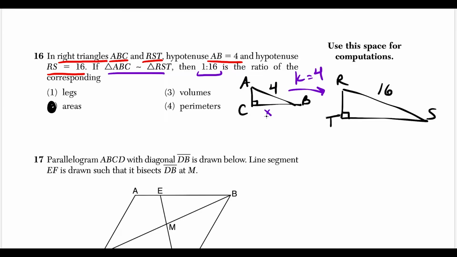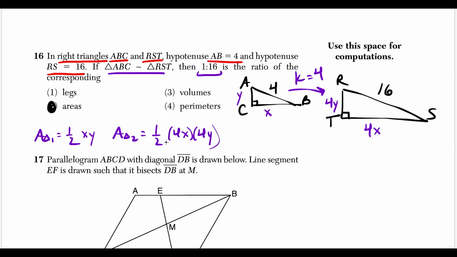But let's say I call this side x and this side y. Then this side would be 4x and this one would be 4y. And what we would have is the area of the first triangle is 1/2 base times height. So the base would be x, the height would be y. But watch what happens when we find the area of the second triangle. We're going to have 1/2 the base 4x times the height 4y.